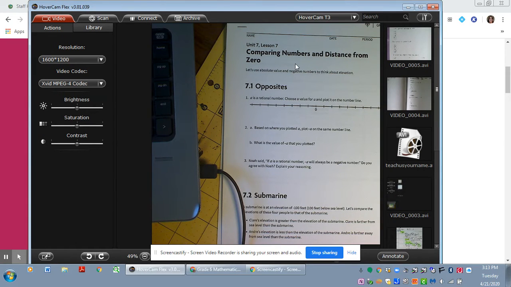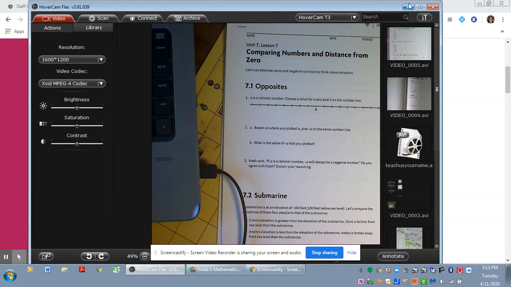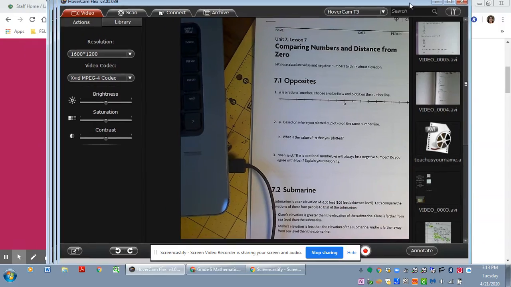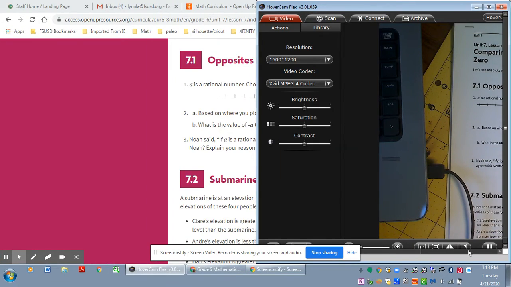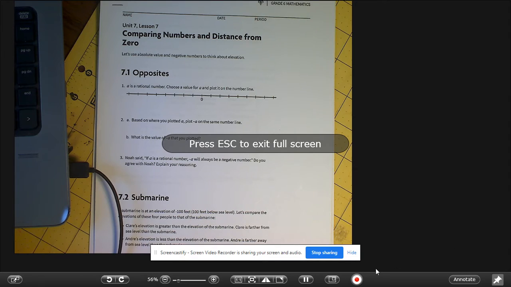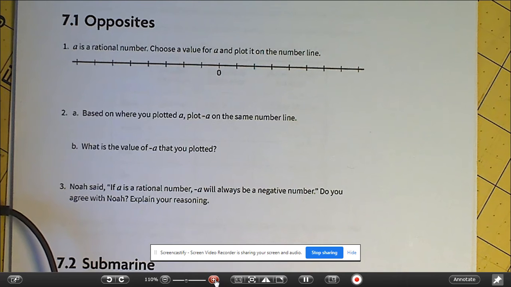Sorry. That little blue thing is in my way. I'm trying to get around it. Okay, I want to go like this and then like this so you can see it. There we go. Sorry.